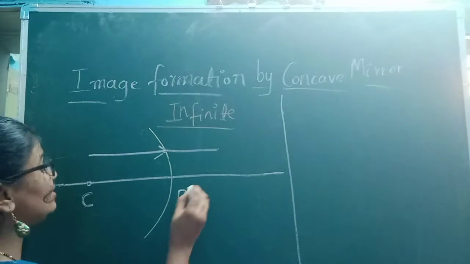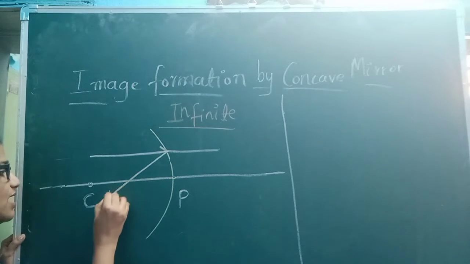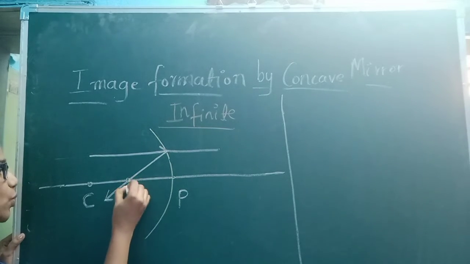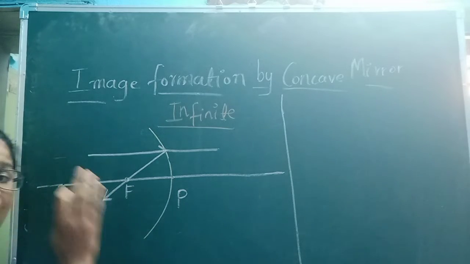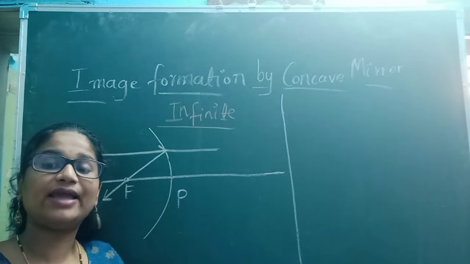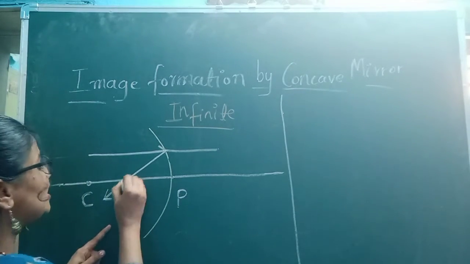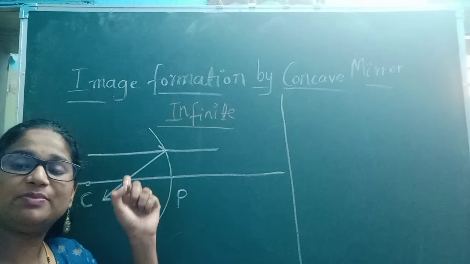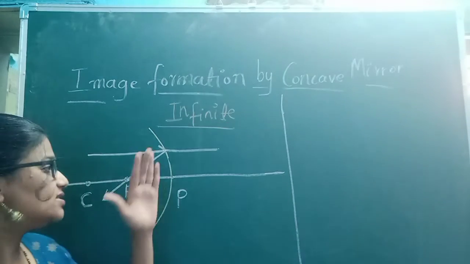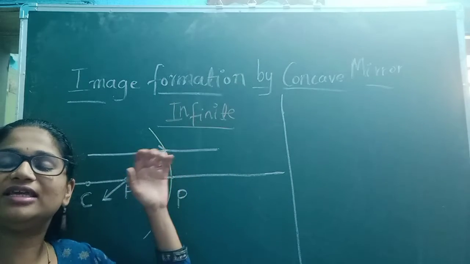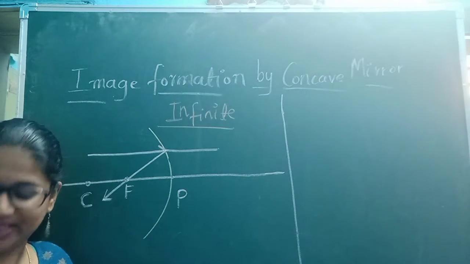So the reflected ray of that light will be passing through the principal focus. This is when an object is placed at infinite distance from the mirror. And the image formed at the principal focus will be very small, so we can call it a point image. Okay, so this is the case when the object is kept at an infinite distance from a concave mirror.